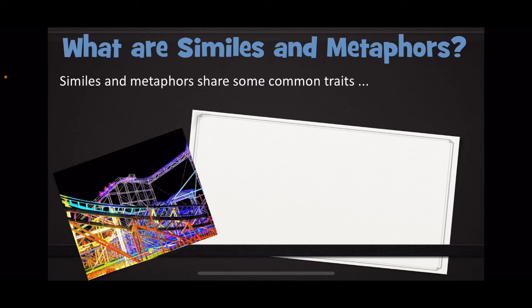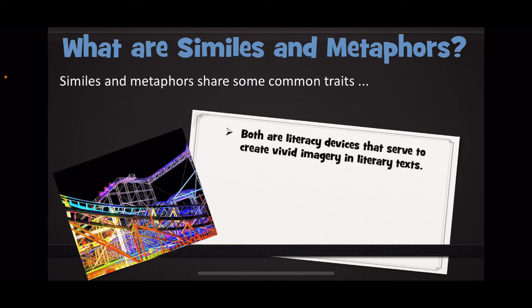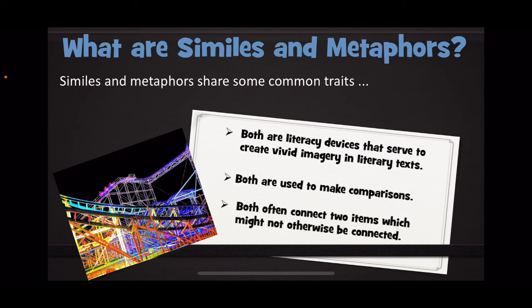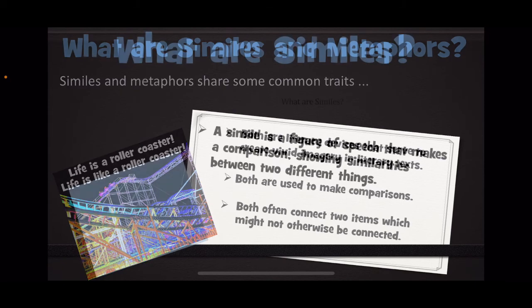So similes and metaphors share some common things. They're both devices that we use in our literacy work that serve to create vivid imagery in our literary text. What that means is they create mental pictures when people are reading things that we have written. They're both used to make comparisons, but in a slightly different way. And they often connect two items which might not otherwise be connected together. So we've got life is a roller coaster and life is like a roller coaster. It's the same ones we saw earlier.